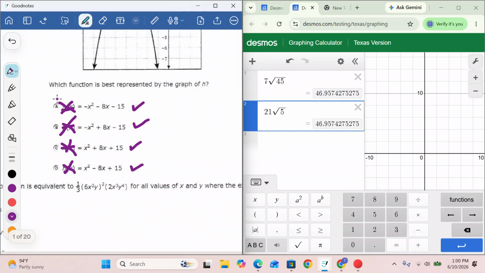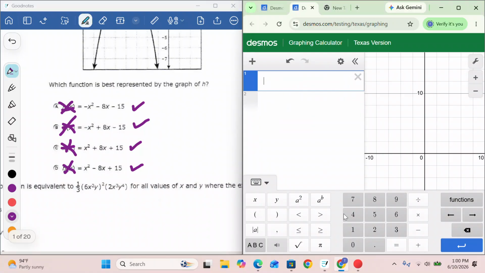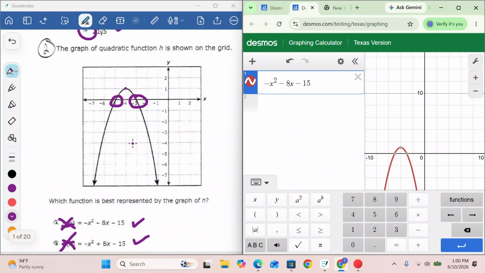So let's go one at a time. I'm going to put in A. So let's put it in together. We're going to do negative x squared minus 8x minus 50. So here we got to check it, -5, -3, -4.